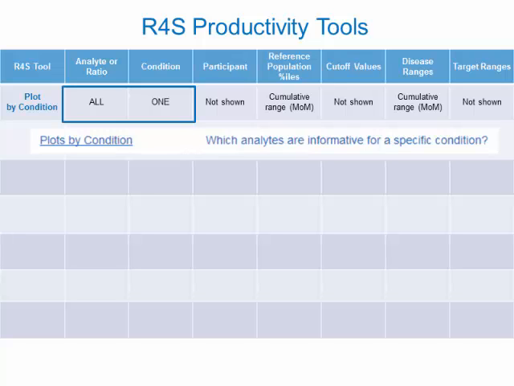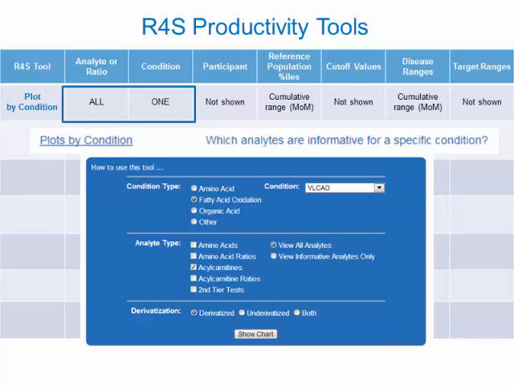Access to the tool is achieved by selecting the link on the home page. The selection page is where a user can select a condition type, the condition of interest, and the types of analytes to be displayed. To begin this demonstration, the selection is limited to acylcarnitine species, the group inclusive of the informative markers for VLCAD deficiency as discussed in an earlier slide. Once your chart is selected, the following image is displayed.